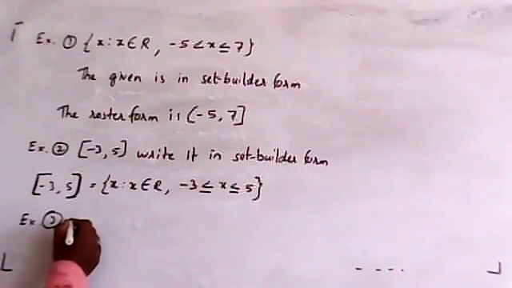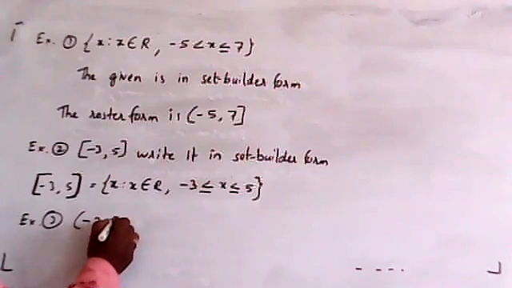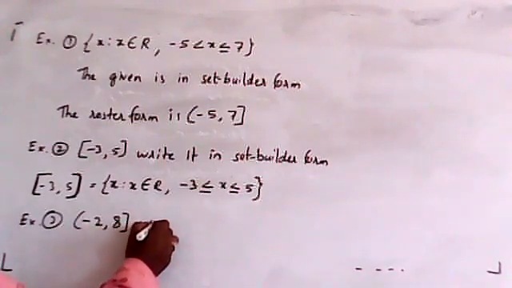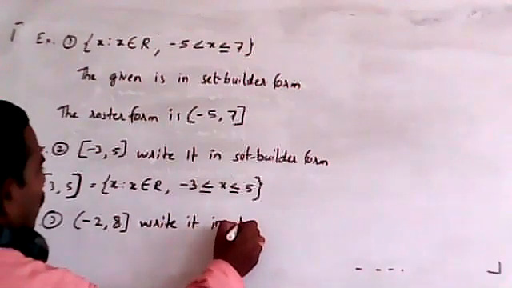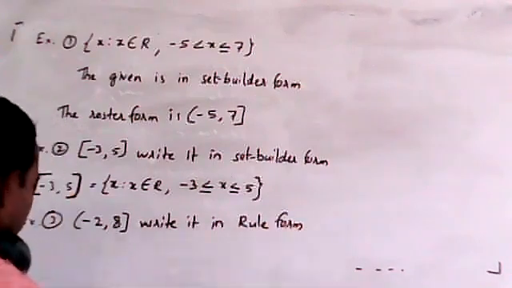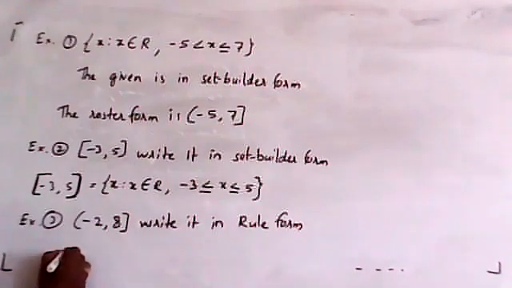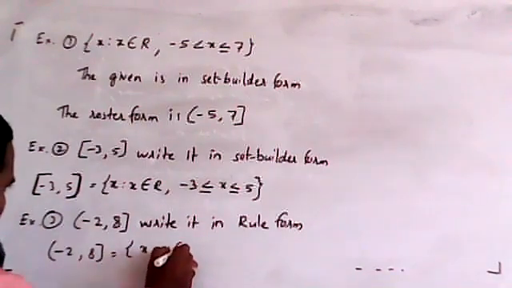Now I will give minus 2, 8, closed. Write it in set builder form. Both are the same, rule form or set builder form, both mean the same. How will you write it? One is open, the other is closed. You can write it as minus 2, set of all x such that x belongs to the real number set.